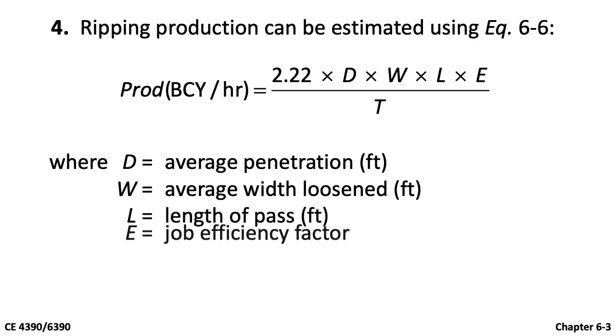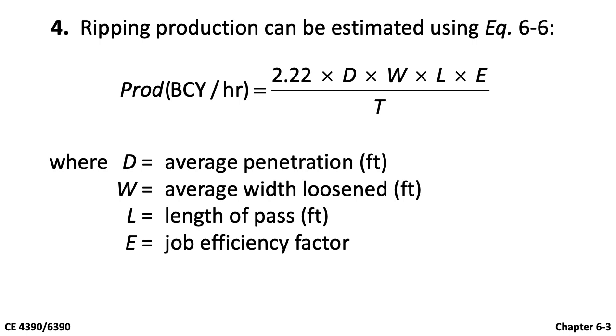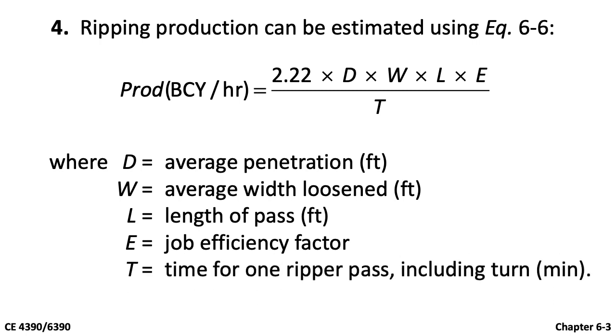E is the job efficiency factor. T is the time for one pass, including turn times, in minutes. 2.22 is the unit conversion factor. I will explain how we got this factor in the next slide.